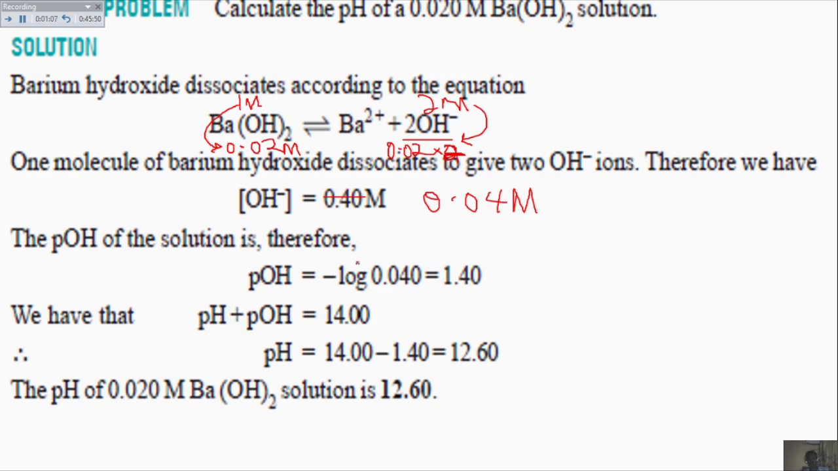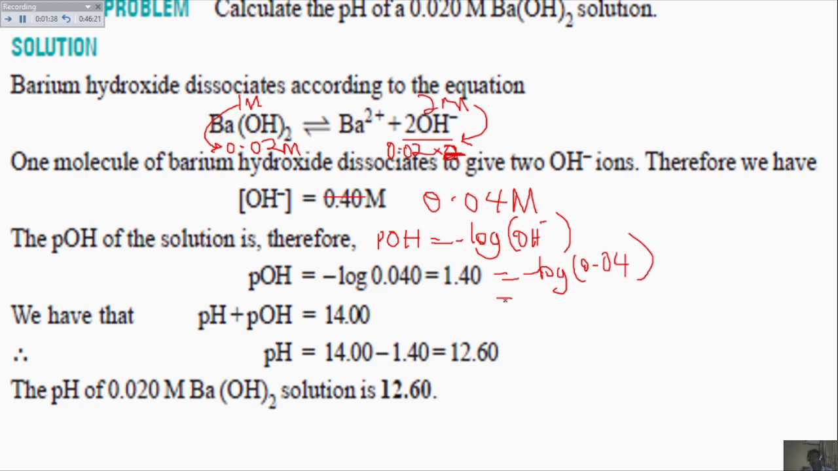In that case, what happens? Then you remember your formula. When you remember your formula, the pH equals to what? The pH is equals to minus log OH minus. And that will give me what? Minus log 0.04.